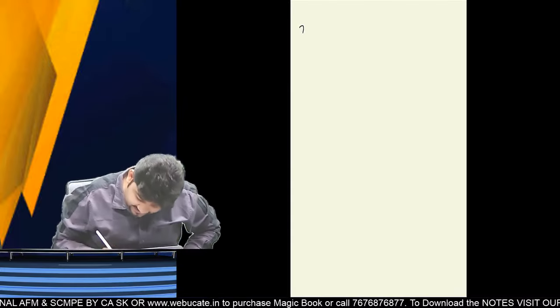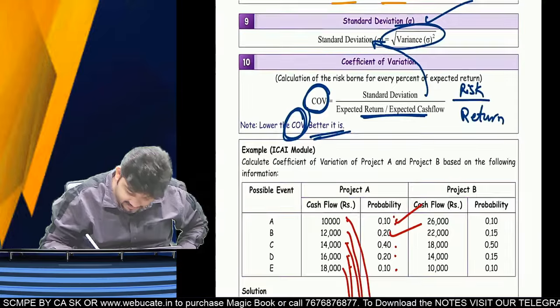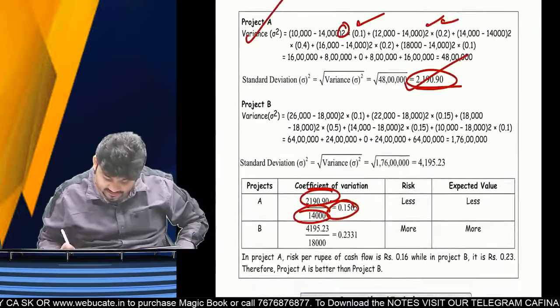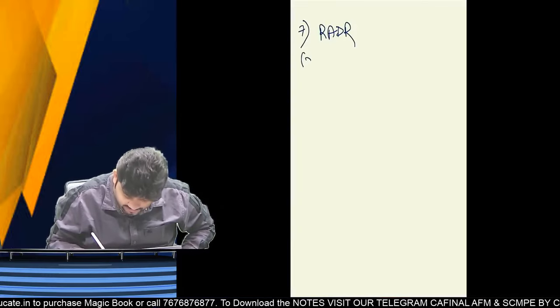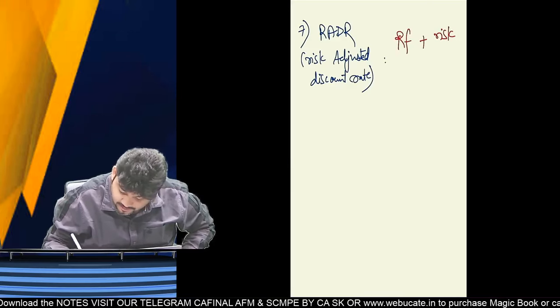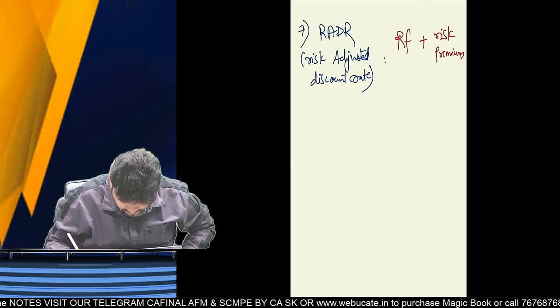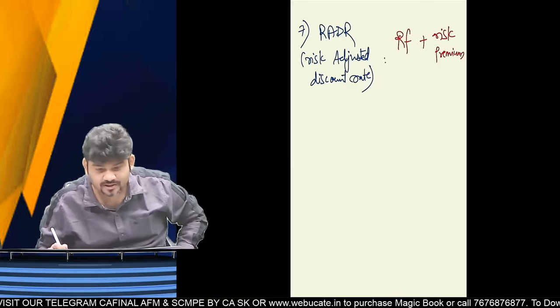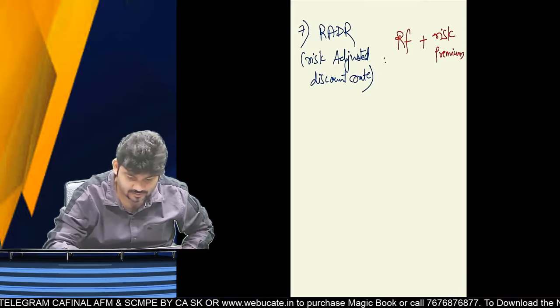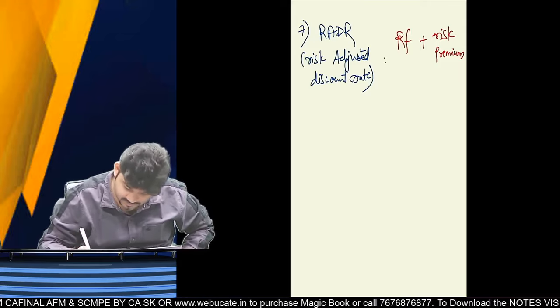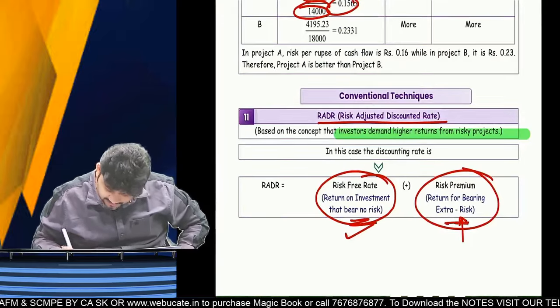Then we have the seventh formula, which is the RADR, risk adjusted discount rate. So here it is a combination of risk free plus risk premium. So what is it? The risk free rate plus the risk premium.